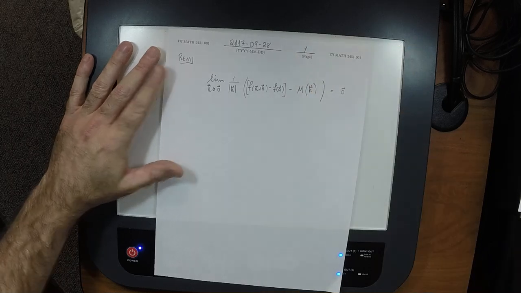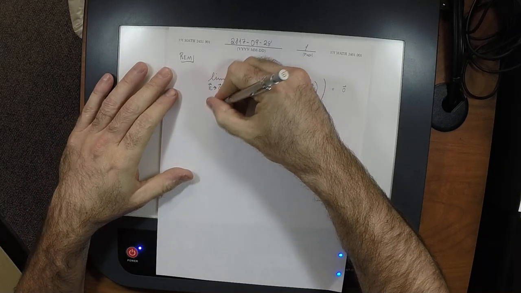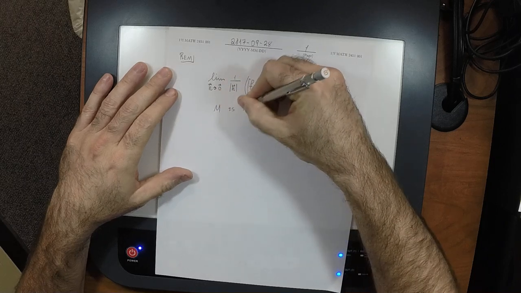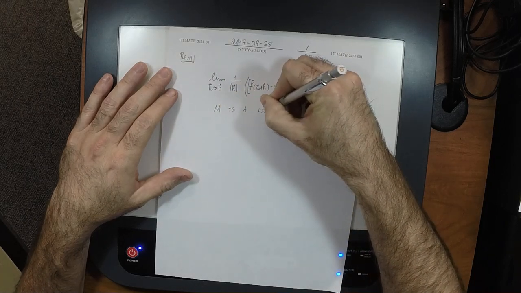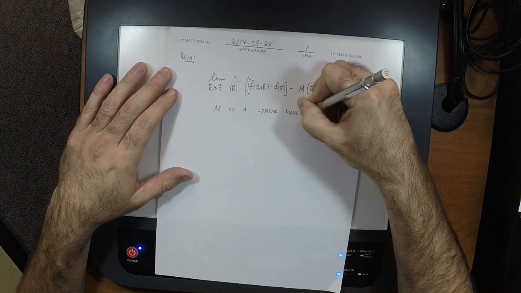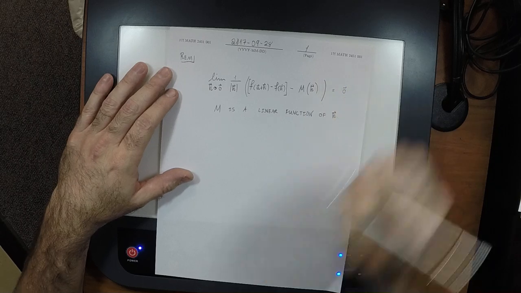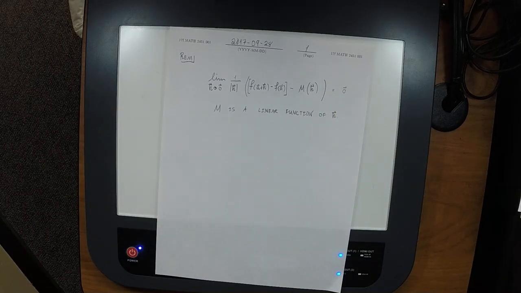And what is m of h supposed to be? M is supposed to be a linear function of h. So if you can solve for m, then the function is said to be differentiable there.